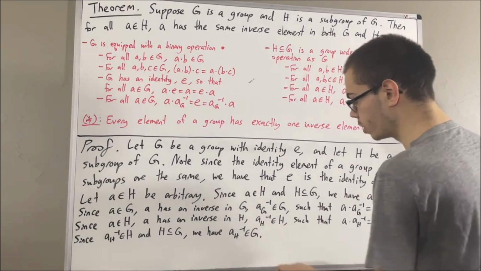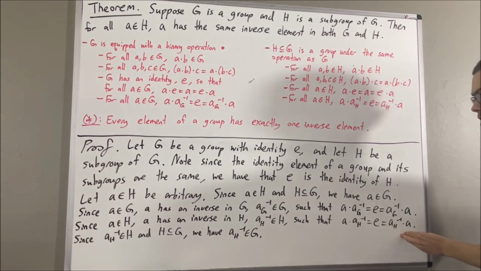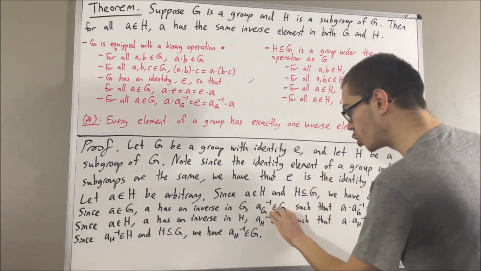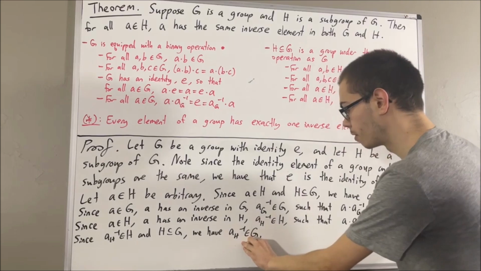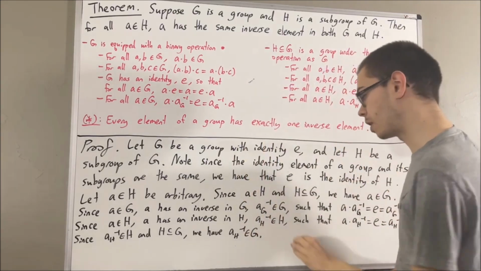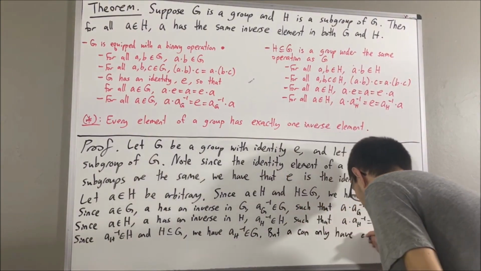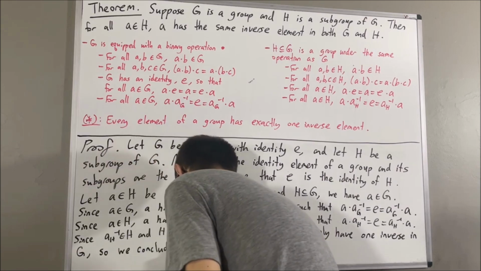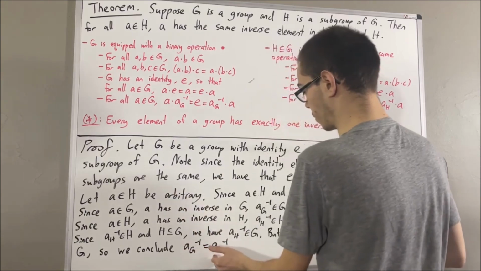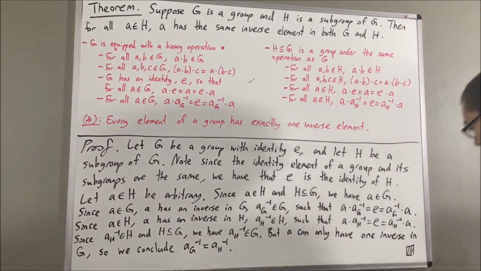So what do we see here? Well, we see that the inverse of A in H satisfies the same property of what it means to be the inverse of A in G. So we see that A has two inverses in G, right? Because they're both elements of G. But A can only have one inverse in G. So that implies that the inverse of A in G must be equal to the inverse of A in H. So we have shown if A is any element of H, then the inverse of A in G is equal to the inverse of A in H. That's exactly what we wanted to prove. So this completes the proof.